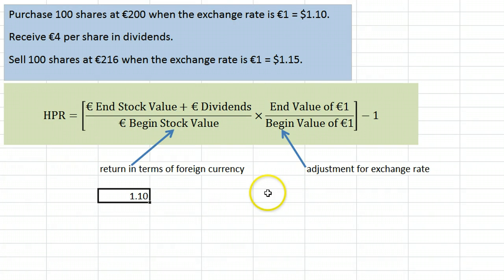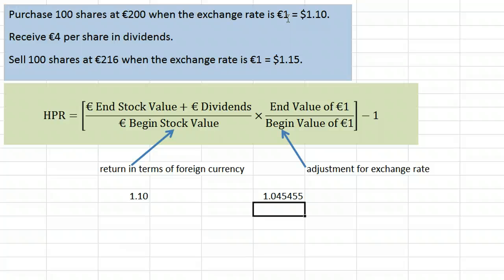However, we do need to adjust this for the exchange rate. The second part says to take the end value of a euro, 1.15, and divide by the beginning value, 1.10, which gives us 1.045. Now notice the euro here has appreciated. It has become more valuable. At the beginning of this transaction, we could only get $1.10 for a euro. Now we can get $1.15 for a euro. It's become more valuable. We get more for a euro.